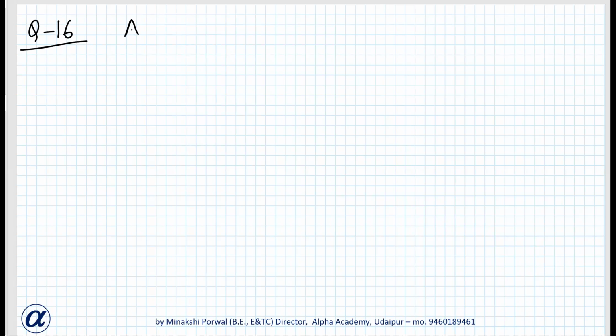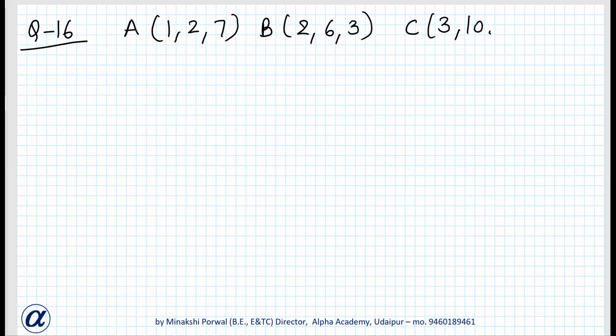Show that the points A, B, C are collinear. A is (1, 2, 7), B is (2, 6, 3), and C is (3, 10, -1). So first of all, we'll find the magnitude of AB, magnitude of BC, and magnitude of CA.